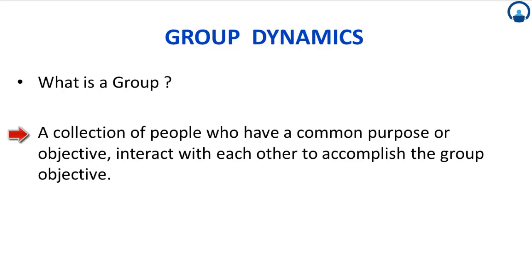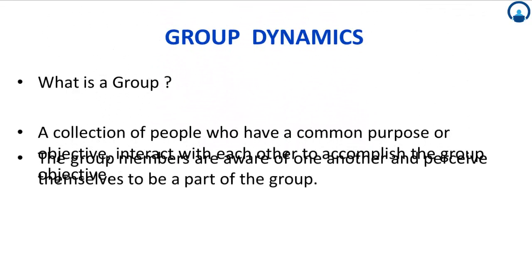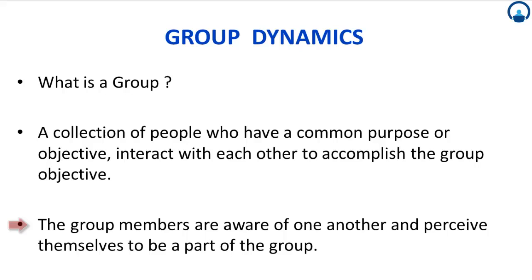So let's understand what a group is. A group is essentially a collection of people, a bunch of people, who have come together for a common objective, for a common goal. In this process, when they come together, they definitely interact with each other, thereby achieving the objective of the group. So the group members are aware of one another. They understand one another a little bit. It is only a little bit of understanding that the group members have here, but they perceive themselves as a part of the group.